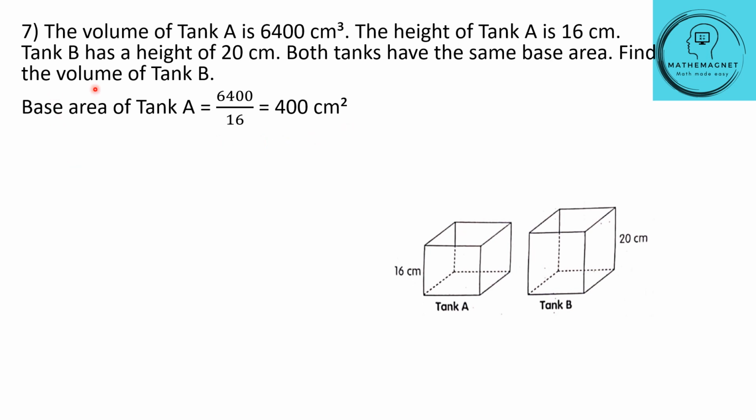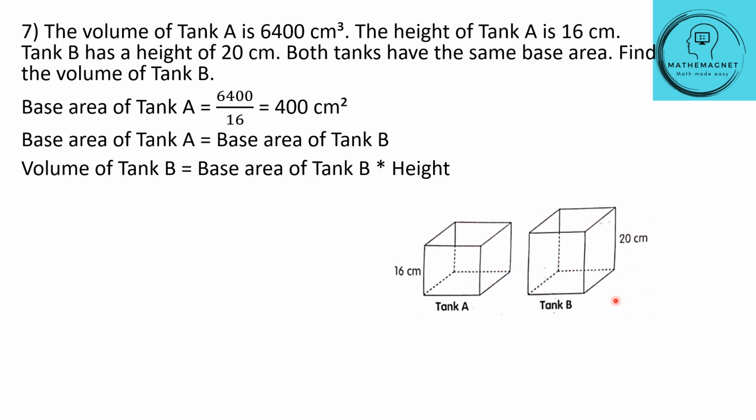Remember, we are talking base area, so the unit will be centimeter square. Now we already know that both the tanks have the same base area, which means base area of tank A is equal to base area of tank B, which is equal to 400 centimeter square.